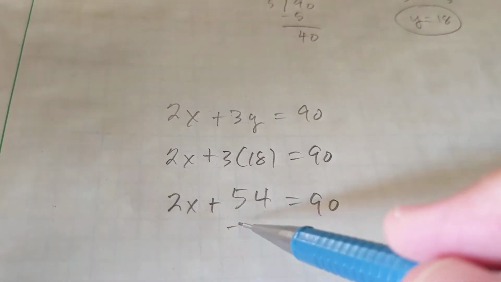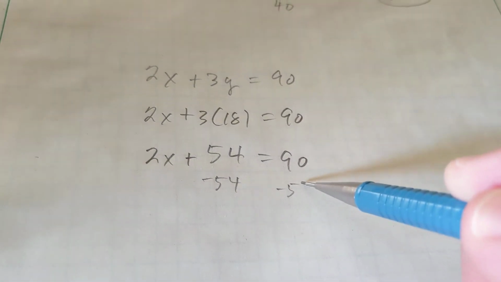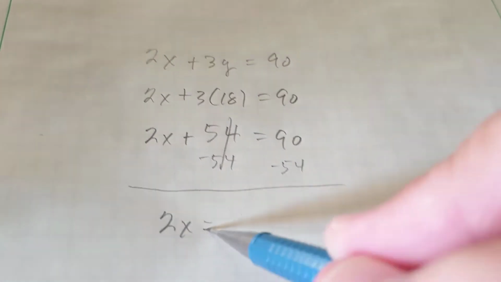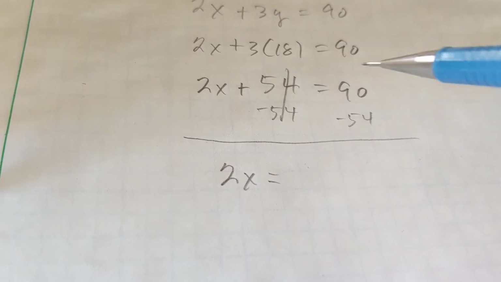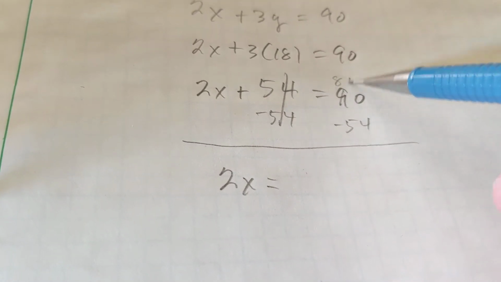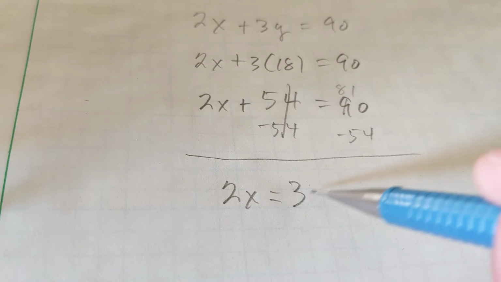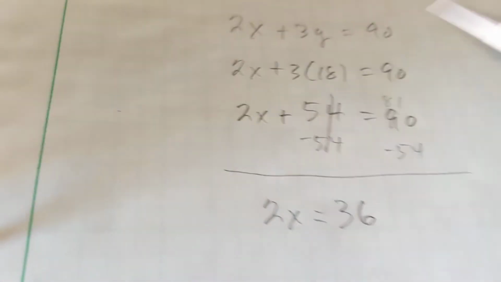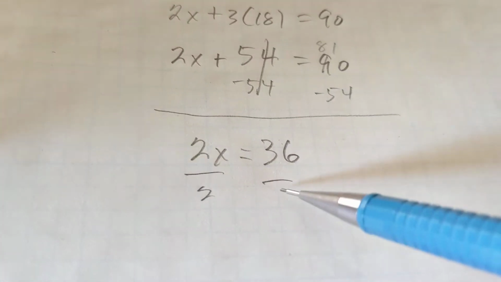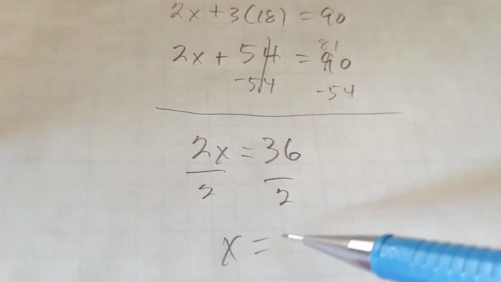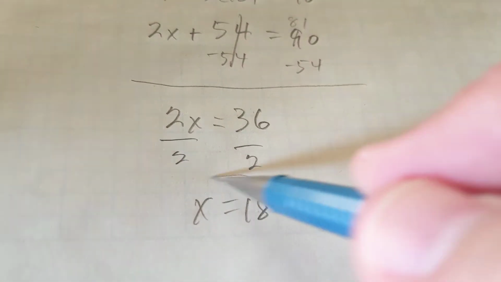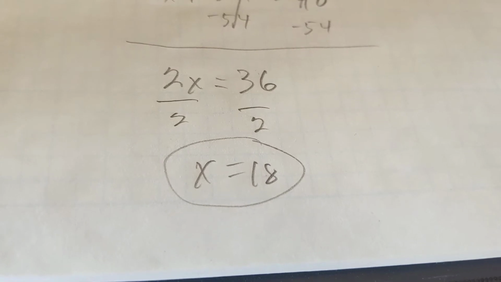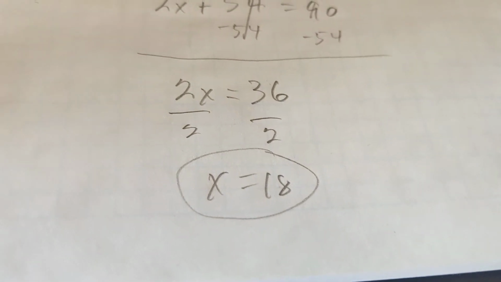And then I'm going to subtract 54 from both sides. Of course, those cancel. And I get 2x equals 90 minus 54. So 36, I think. Is that right? 36? Yeah. And so divide by 2, and strangely enough, it looks like that x is 18 also. Now, they're not always the same number, but it looks like that's going to be the case here.